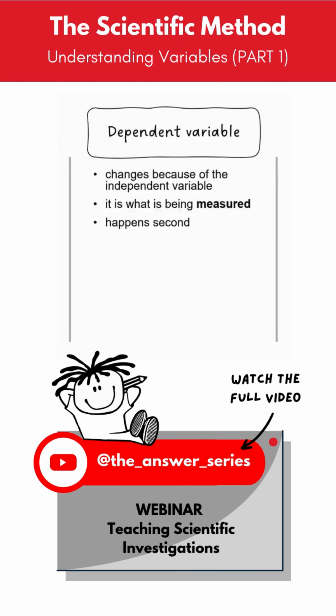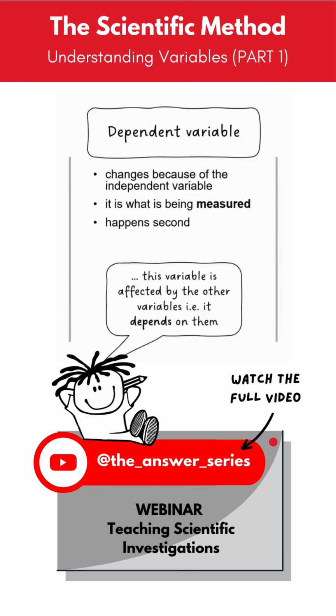Then we have the dependent variable. This variable will change because of what I, the investigator, have done, because of the independent variable. It's also the thing that is being measured. And another way to think of it, like I've explained, is that it's the thing that happens second. So first I add different types of baking powder, then I observe the height of the cake. So your dependent variable depends on other variables.